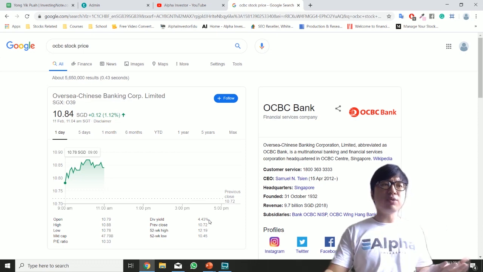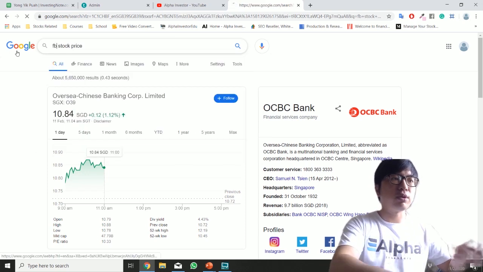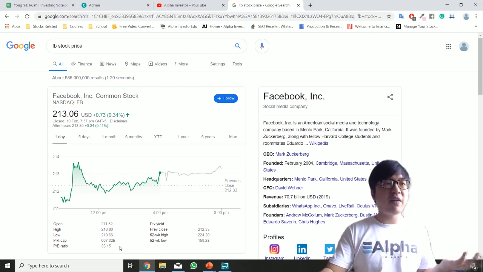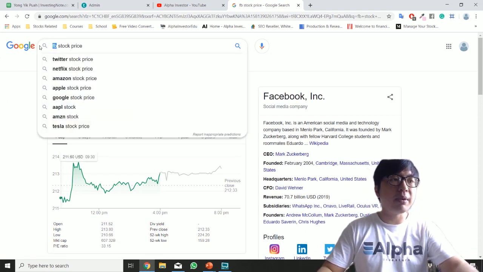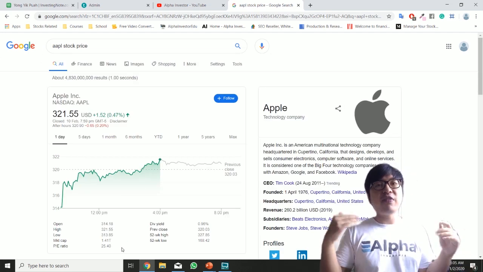So imagine if you're looking for a US company, right? US company stocks. You can also, for example, look at the Facebook stock price. All right, Facebook has a PE ratio of 33.15. Simply, you just need to type in a ticker symbol, or Apple, AAPL. Apple stock price has a PE ratio of 25.4.